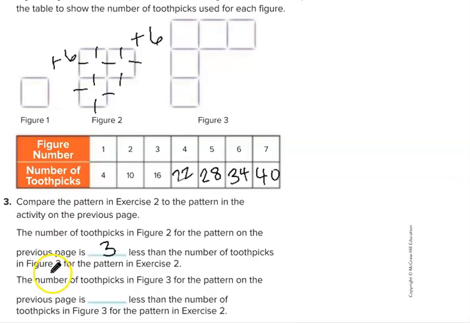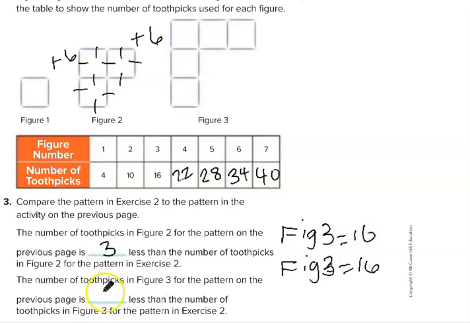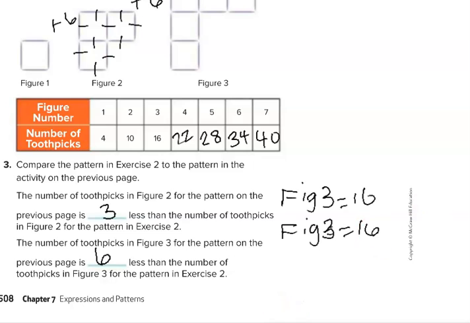So the number of toothpicks in figure 3 here, so again this one has 16. Okay, so if I write that, figure 3 uses 16. And then on the first page, figure 3 used 10. So the previous page is 6 less, right? 6 less than the number of toothpicks used in this figure. Okay.